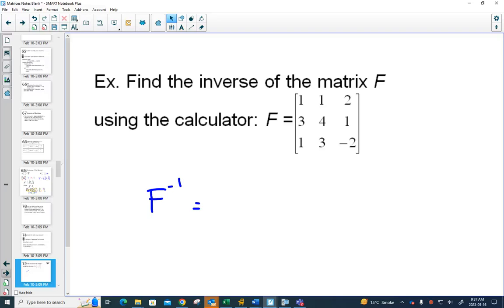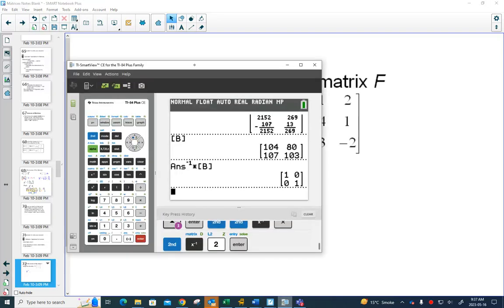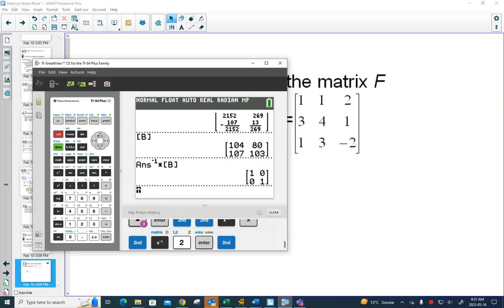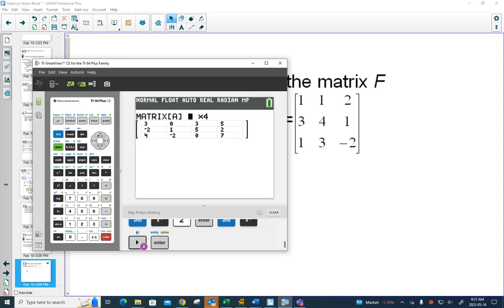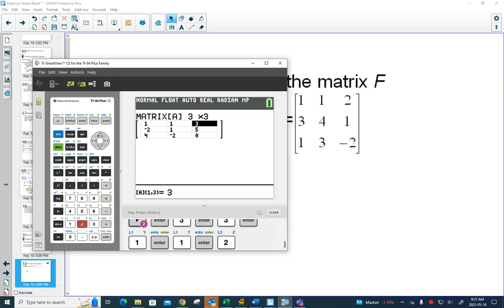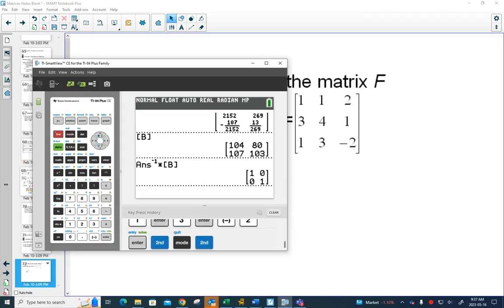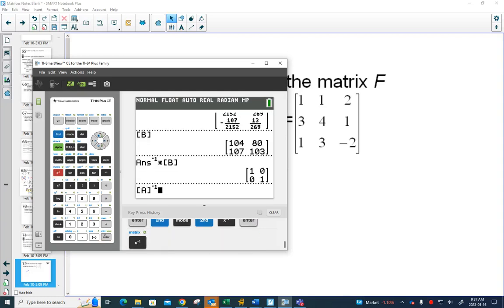So what we're going to do is go to our calculator. We are going to go second matrix and edit this. We're going to put in a 3 by 3: 1, 1, 2, 3, 4, 1, 1, 3, -2. And once we've got our 3 by 3 matrix in there, we can quit. We can go second matrix A, hit the inverse button and push enter.